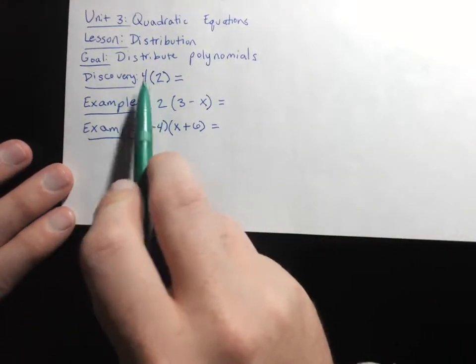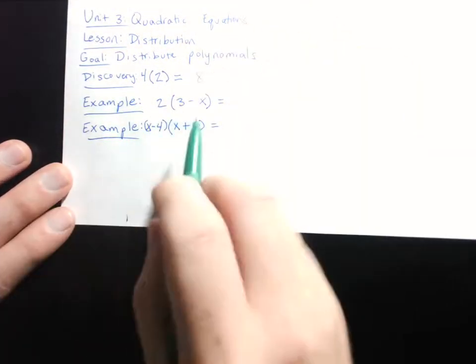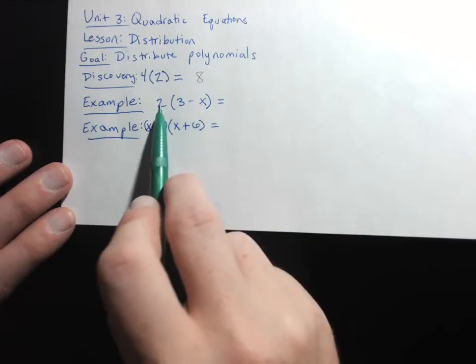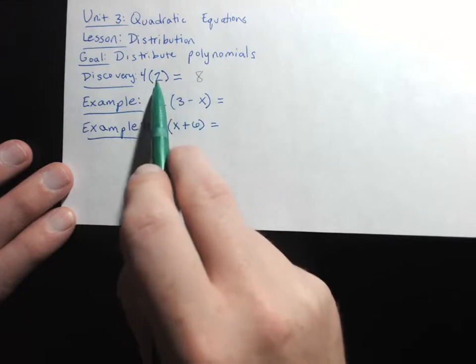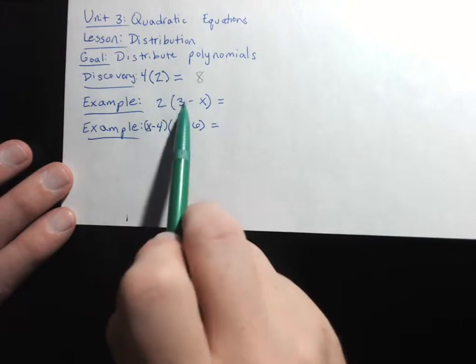4 times 2, if you see those parentheses, we remember that means to multiply. 4 times 2 is just 8. If I look down here at the second example, notice it's parentheses again, so that means I'm multiplying this outside term times both of these. Notice it's slightly different than this, because there are 2 terms inside the parentheses here.